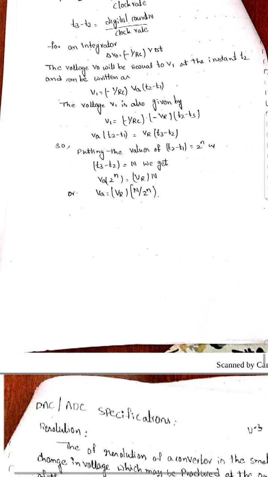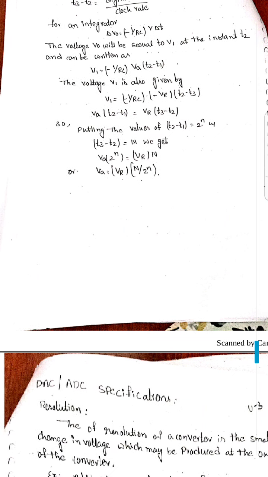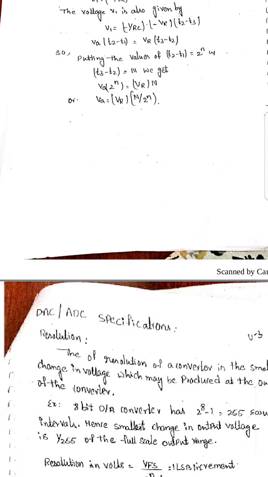The voltage V1 is also given by V1 is equal to minus 1 by RC into minus VR into T3 minus T2. So VA into T2 minus T1 is equal to VR into T3 minus T2. Putting the values of T2 minus T1 equal to 2 power n counts and T3 minus T2 equal to the count N, VA into 2 power n is equal to VR into N. Now VA is equal to VR into N by 2 power n.